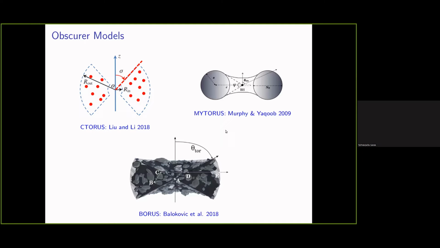You have the MYTORUS model, which is basically a dusty donut from Murphy and Yaqoob 2009. And here you see the cross section of such a donut. On the left, you have the CTORUS model, which is basically a clumpy model, where the clumps are distributed in a very thick biconically cut-out shell. And you also have one otherwise continuous model, which is biconically cut out, called BORUS. So all these models can be used for studies as shown in the previous slide.